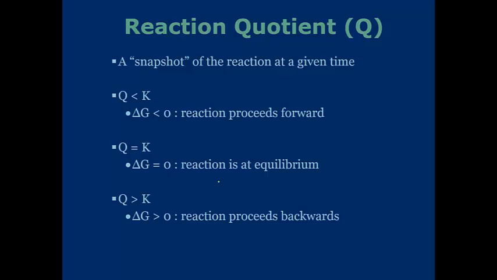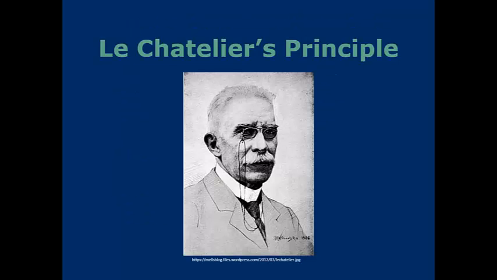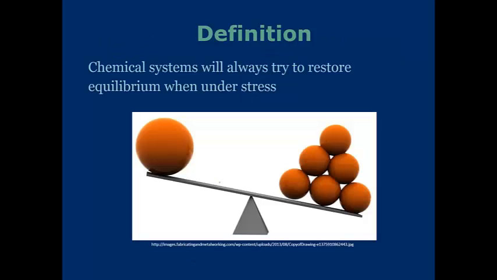If Q is greater than K, that means that delta G is greater than 0, and the reaction is proceeding backwards. The reaction quotient is a good way for chemists to look at a system and see if equilibrium has been reached, or if it's still not there yet. Perhaps one of the most pivotal principles in chemistry is Le Chatelier's principle, and that's something we're going to go into next. By definition, Le Chatelier's principle states that chemical systems will always try to restore equilibrium when under stress.